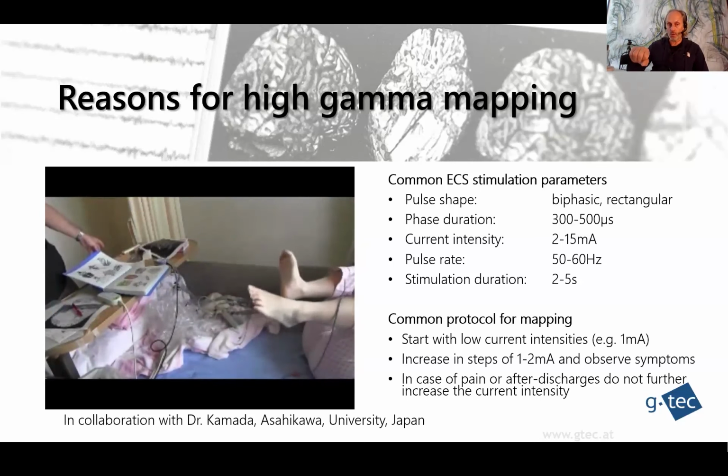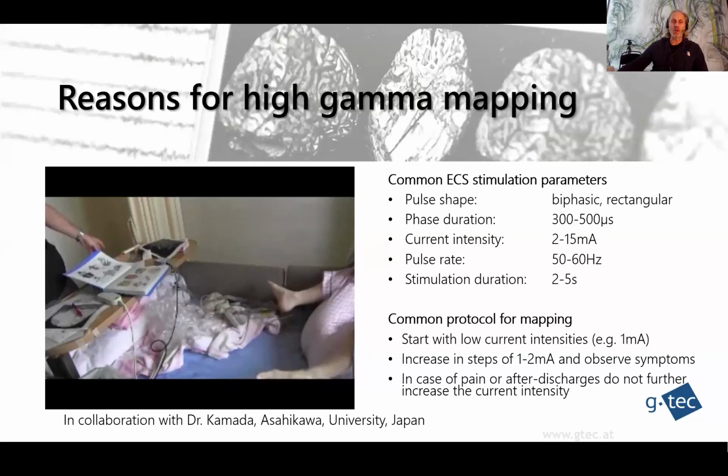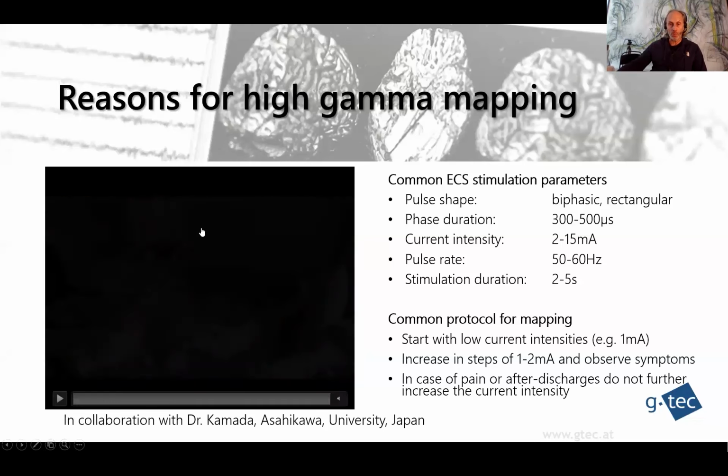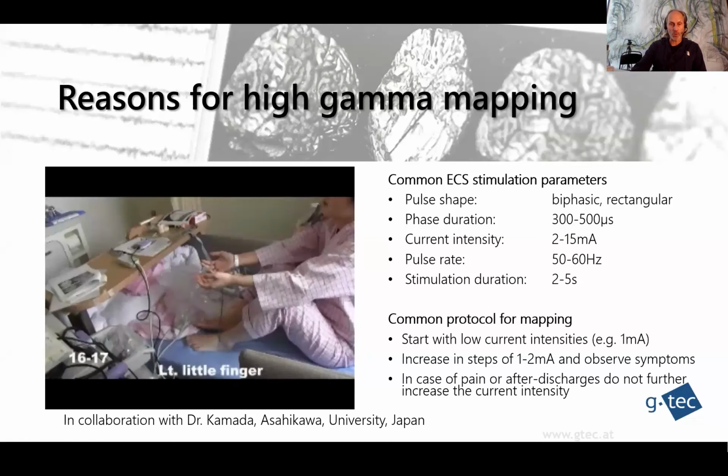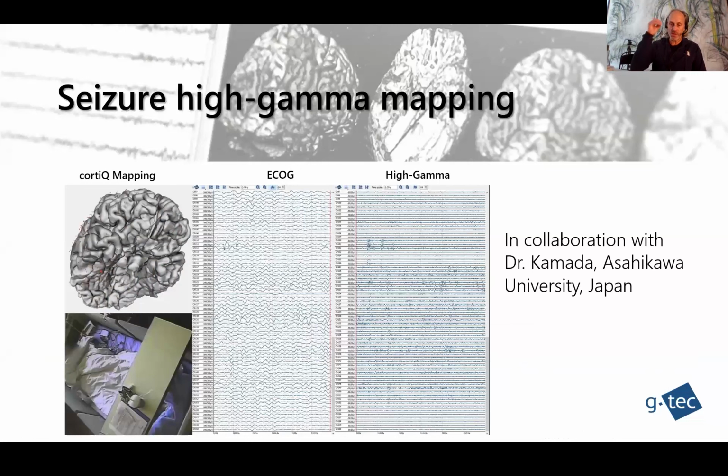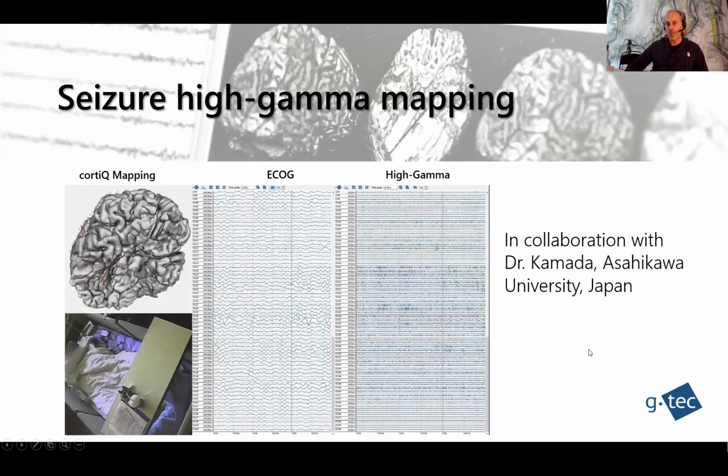Sometimes the current is turned up too much, and then the patient gets a seizure. This is, of course, something that you want to avoid because you have to stop the mapping procedure. And of course, it's also not good for the patient if you produce seizures. And this is just happening with electrical cortical stimulation. And is one of the reasons why high gamma mapping is so important. Because we are just sensing from the brain, but we are not injecting electrical current. For that reason, it's much safer.